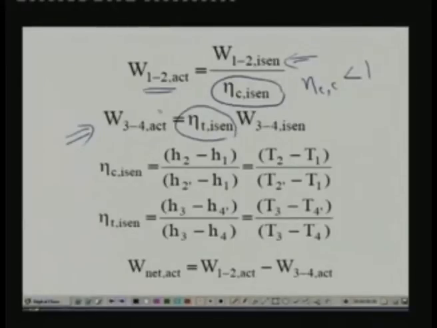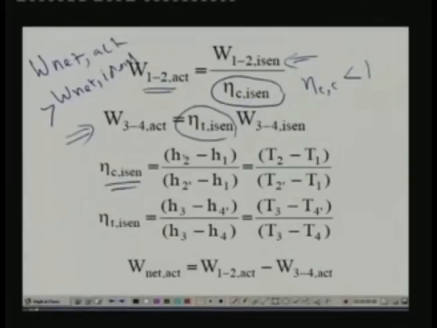So the net result is that W net in an actual case will be much larger than W net of the ideal case, because output is reducing and input is increasing. And you can easily write the isentropic efficiency for the compressor in terms of the enthalpies.